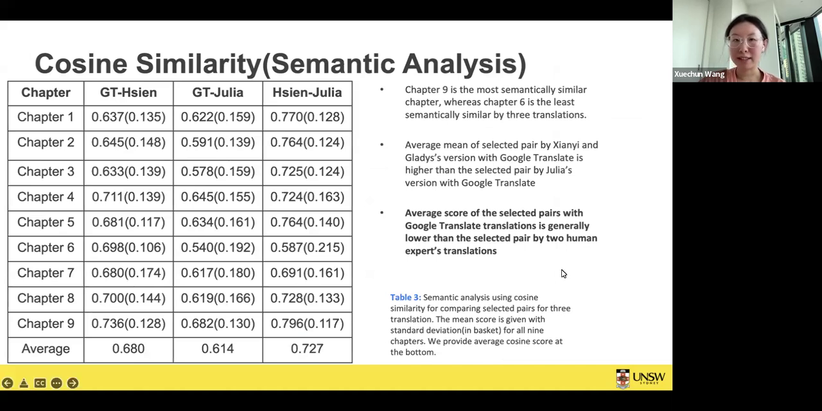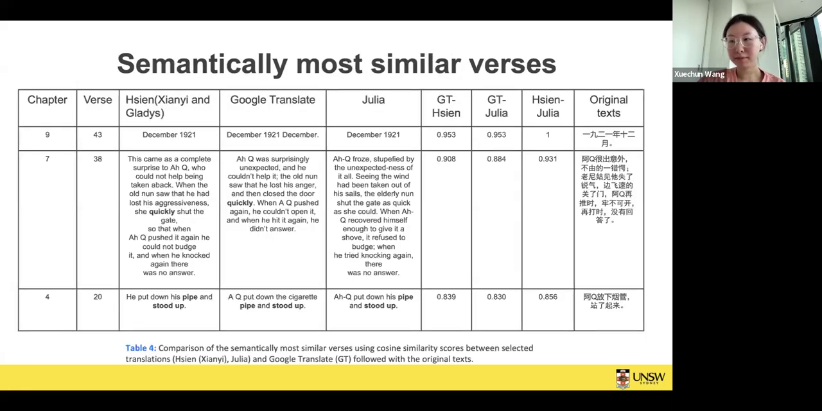Next, we move to semantic analysis. We present a cosine similarity score and give our standard deviations. It should be mentioned that the average score of the selected pairs with Google Translate translations is generally lower than the selected pairs by the two human experts' translations. We then present some of the semantically most similar verses by using the cosine similarity score in Table 4.